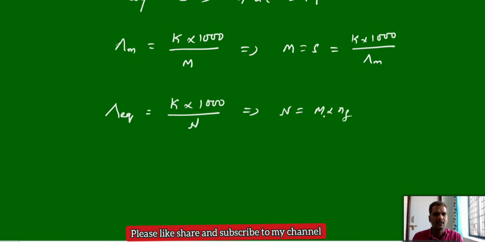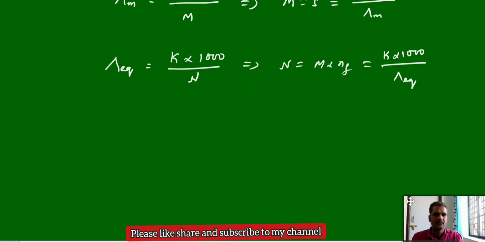Once you know the normality, you can convert it into molarity. Molarity you can convert into the solubility, that is K into 1000 by equivalent conductance. So by using these formulas we can calculate the solubility. Once you know the solubility, you can calculate the solubility product for a salt.